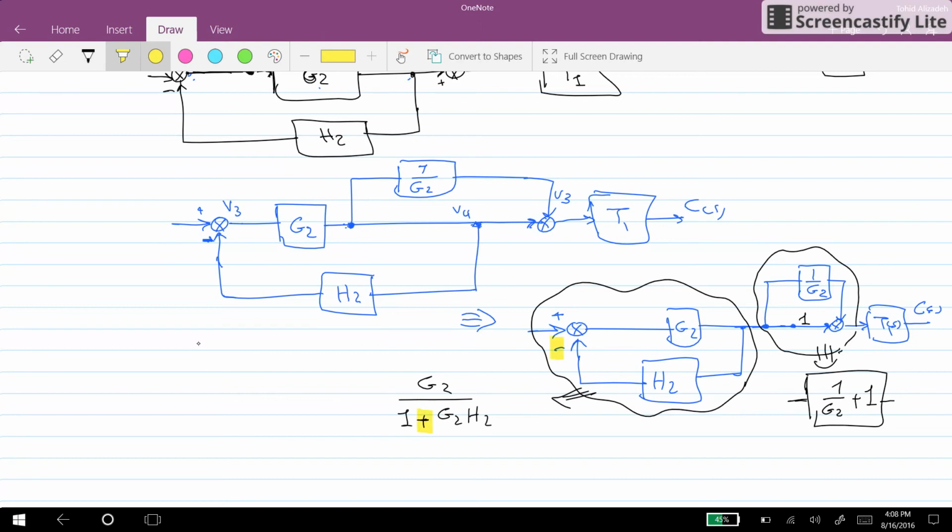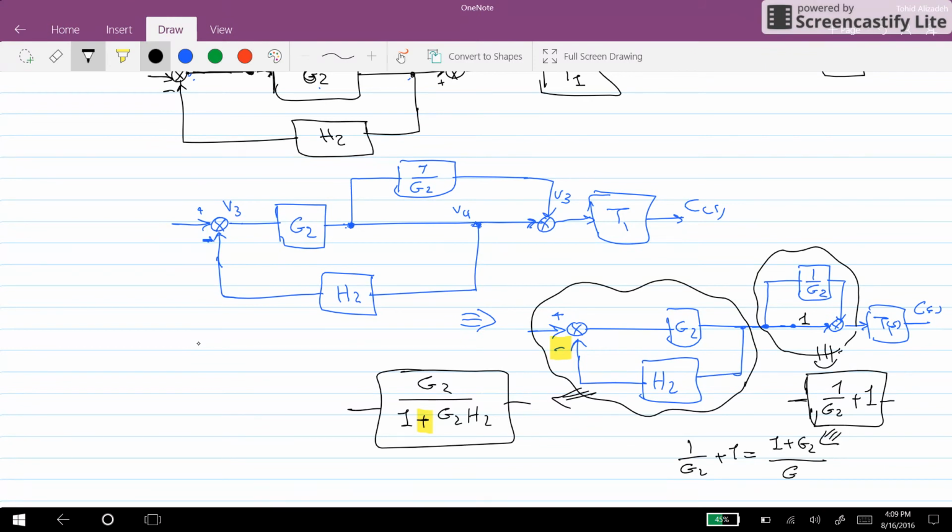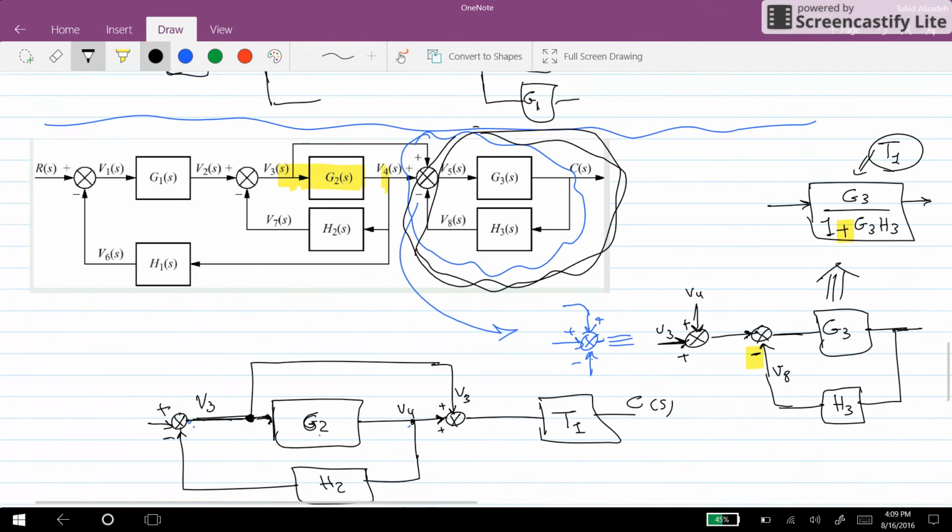Again, pay attention to the sign here. And these two function blocks or transfer functions are in series with each other. So this one can also be simplified to this case: 1 over G2 plus 1 is equal to 1 plus G2 over G2, which will be used. So now let's have a look here.